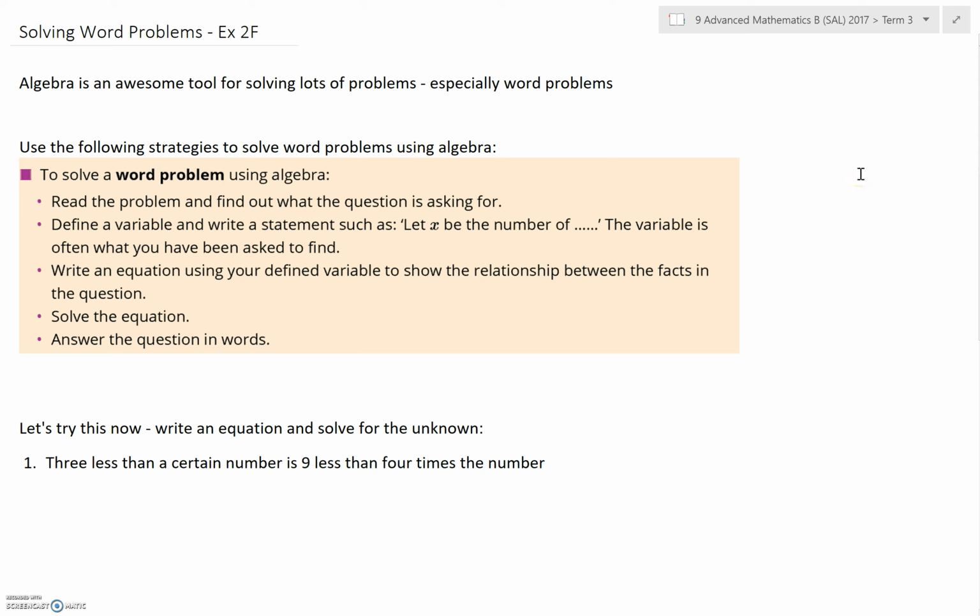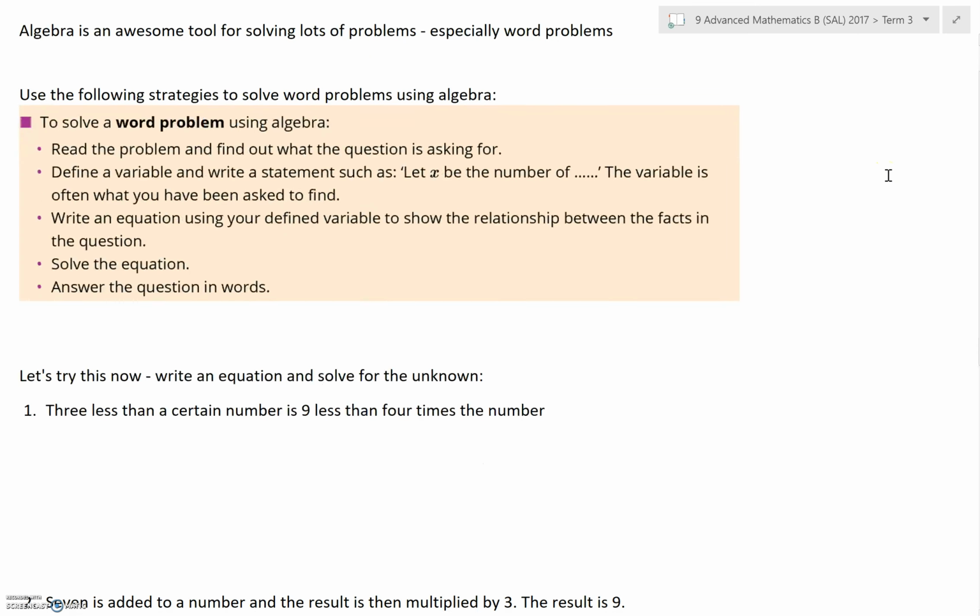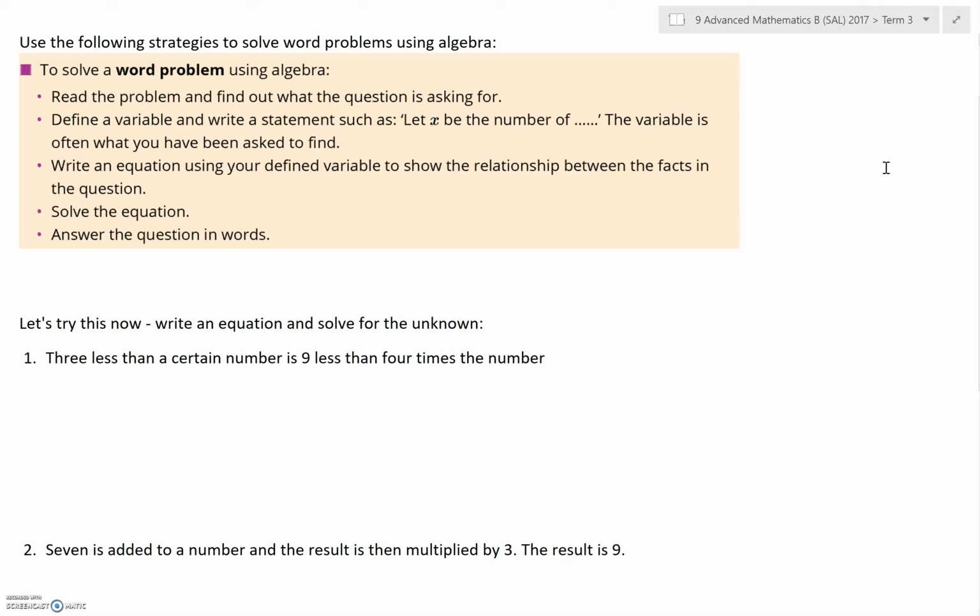So this is a list of strategies that you can use each time you want to solve a word problem using algebra, which is something we're being assessed on this term. Okay, so to solve a word problem using algebra, first thing you need to do is read the problem and try and figure out what the question is actually asking for. Once you've done that, you should define a variable. So that just means give the unknown in the problem a letter, define a variable, and write a statement saying what that is. So let x be the number of whatever the things are in the question. The variable is usually what we've been asked to find.